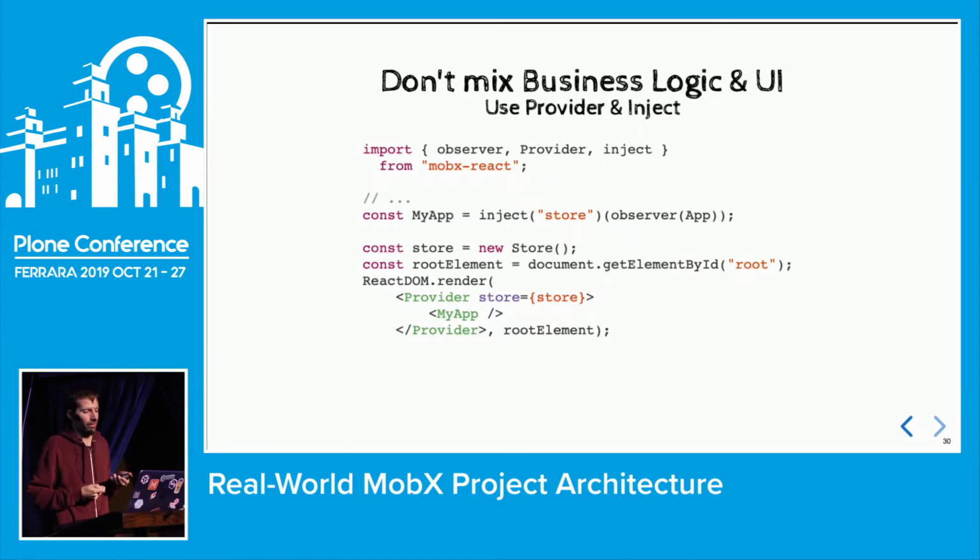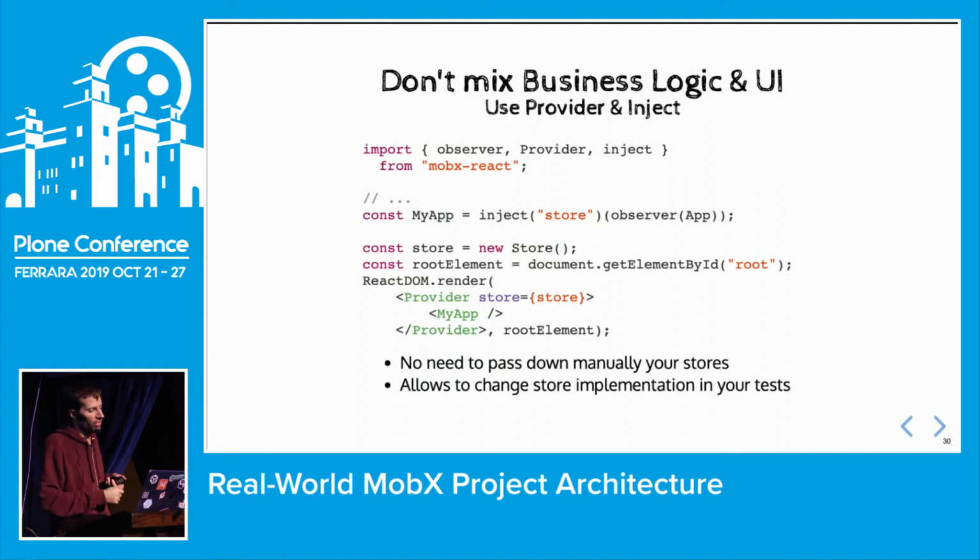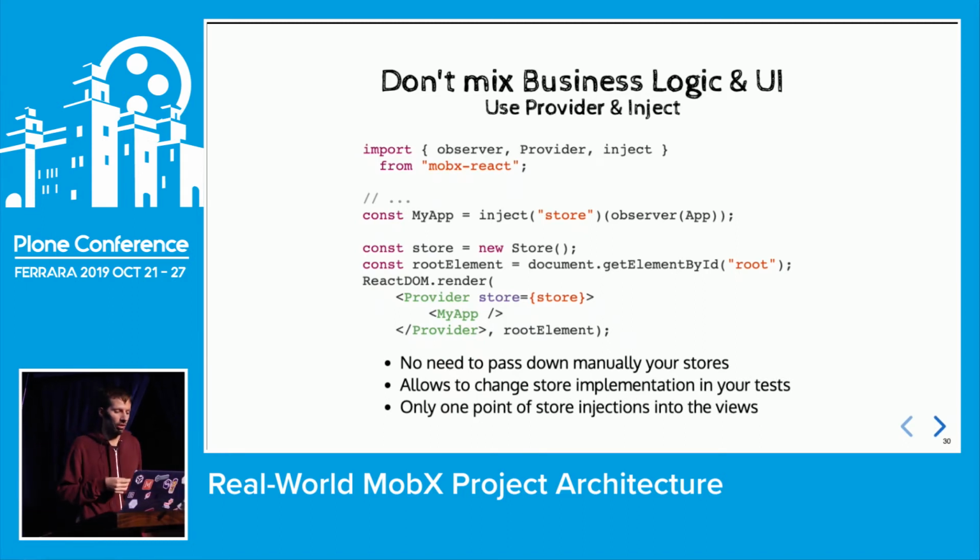And this is better than using a prop because, first, you don't have to manually pass your store to all the child components. It will be done automatically by the React context. And also it allows you to change the store implementation in your test, which makes our application more testable than the one we have written before. And we also have only one point of injection of our store into the views, which is perfectly great because in the top rendering method of our application, now we have only that method injecting the store.